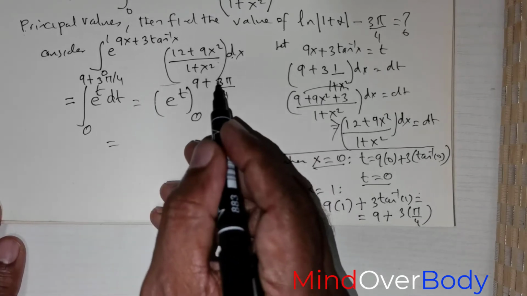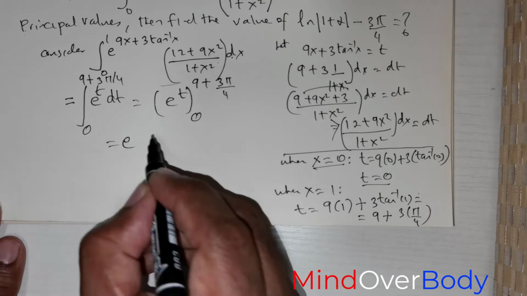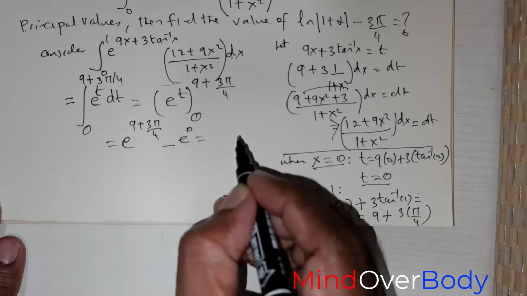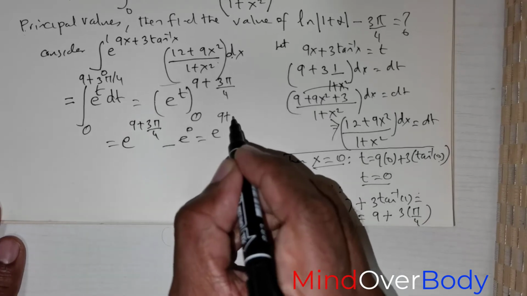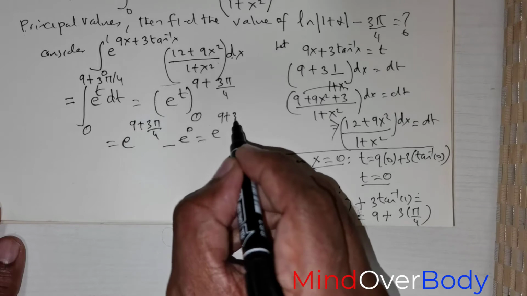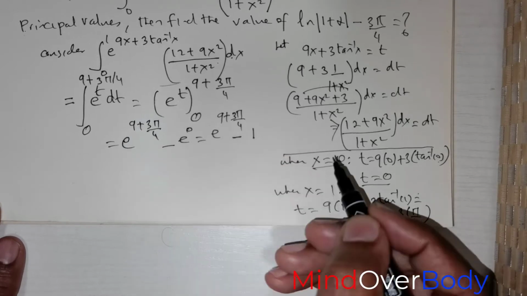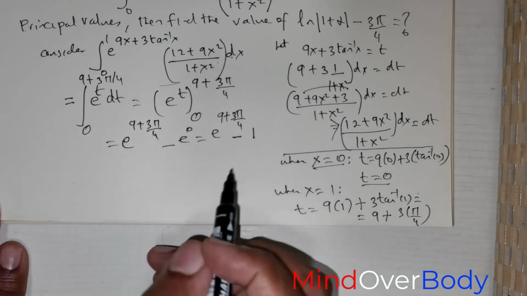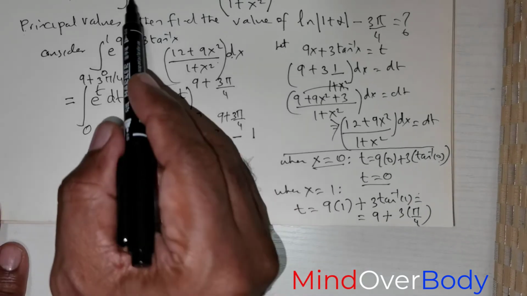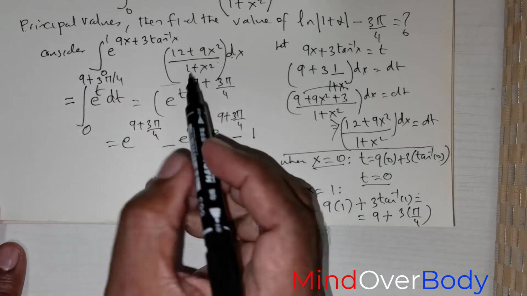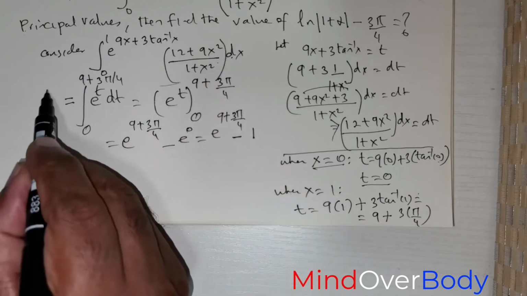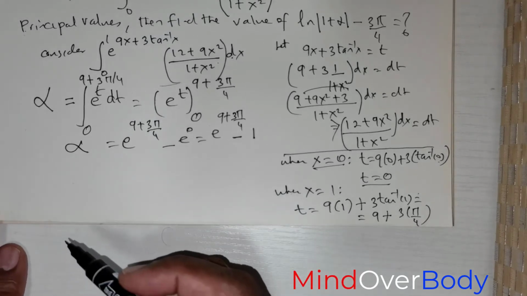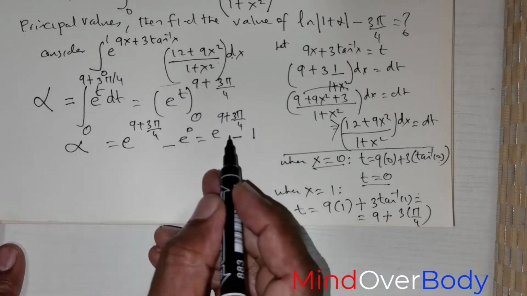So I substitute the upper limit, I would get e raised to the power of 9 + 3π/4 minus e raised to the power of 0, which is nothing but e raised to the power of 9 + 3π/4 minus 1, because e raised to the power of 0 is 1. So this is what we have got. And what is this exactly? This quantity is nothing but alpha, right? So we have got alpha is equal to this.